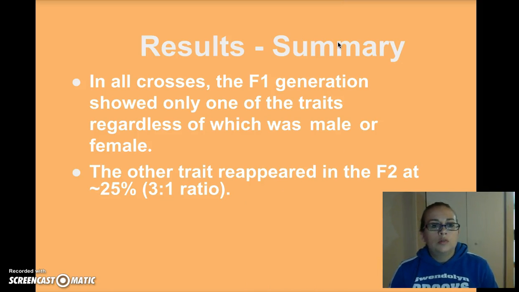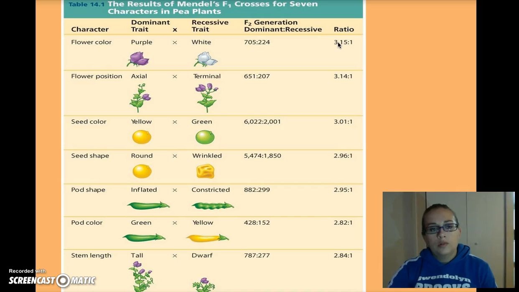So his results showed that in all crosses, the F1 generation showed only 1 of the traits, regardless of which was male or female. And then the other trait, the one that disappeared in that F1 generation, then reappeared in the F2 generation at about 25%. So it ended up with a 3 to 1 ratio in that F2 generation.